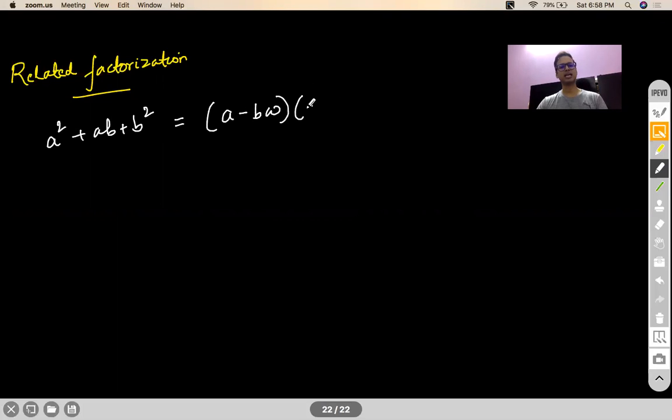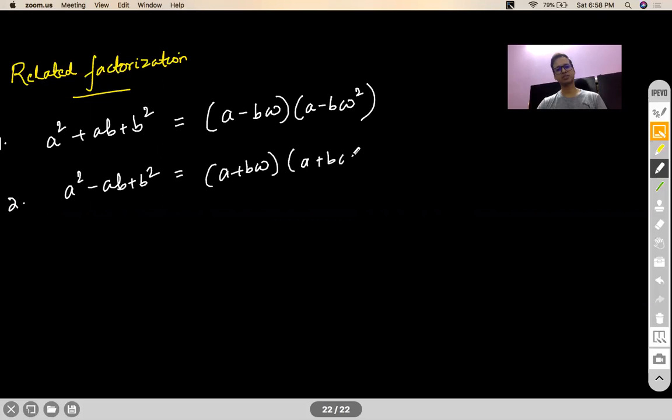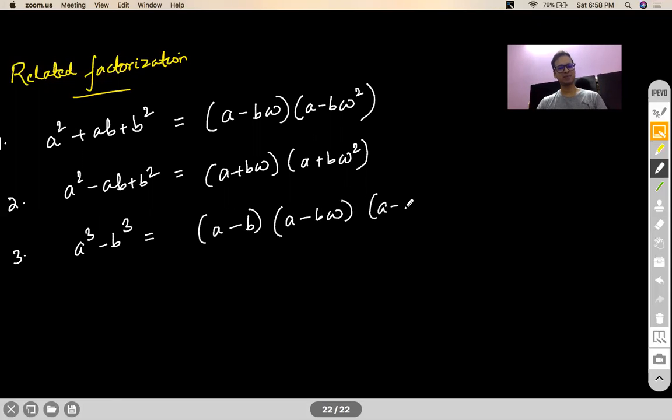Till now, if somebody asks you, hey, can you factorize this guy? You should say, come on, this is not factorizable. But now it is. It can be written as a minus b omega and a minus b omega square. Similarly, you can factorize a square minus ab plus b square, which is a plus b omega, a plus b omega square. Okay, is it fine? So summarizing, if you want to factorize this, it is factorizable as a minus b times a minus b omega times a minus b omega square.